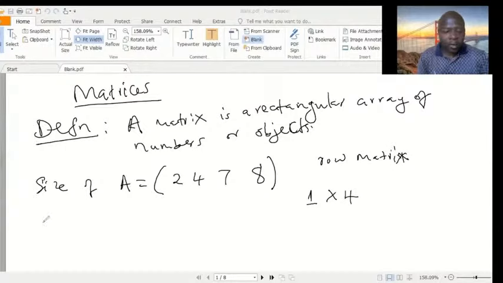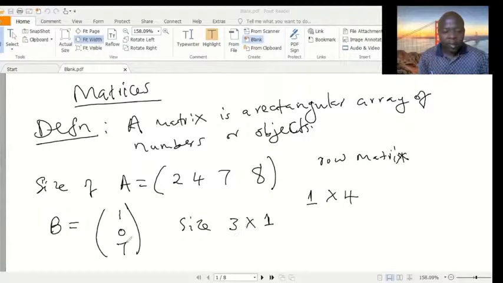We can also have another matrix, B, that is 1, 0, 7. So the size of this matrix, I can see 3 rows, and I can see 1 column. 1, 2, 3 rows, 1 column. So this is the size of this matrix, but it has only 1 column, so we call it a column matrix.